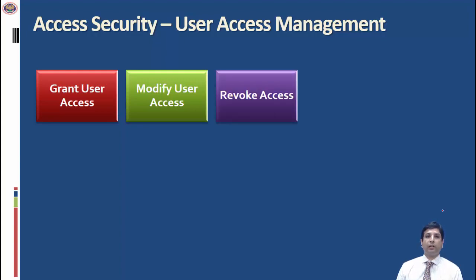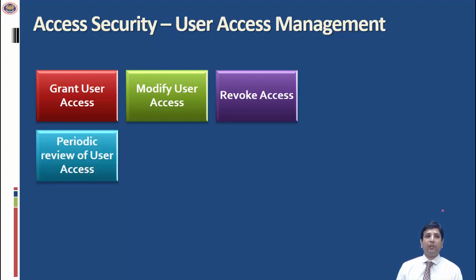The next activity within user access management is the revocation of user access. Revocation or termination of access will be required, typically when an employee resigns or retires from the organization. So at the time of the employee leaving, the access should be removed from the application and also from any other system, including the operating system or the domain or the network where the employee may have been provided access. All the access has to be revoked in a timely manner.